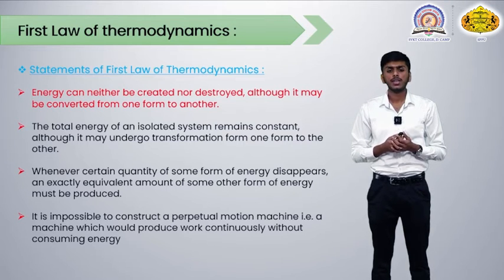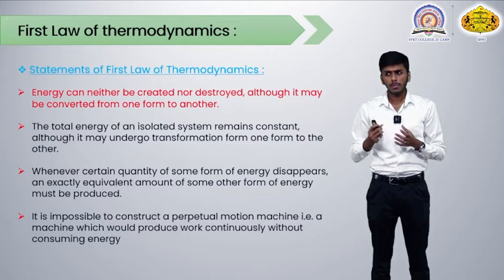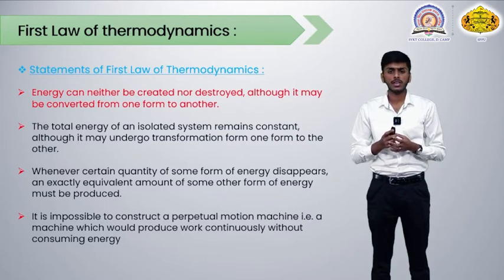The fourth statement is that it is impossible to construct a perpetual machine. A perpetual machine is a machine that produces work continuously without consuming energy.